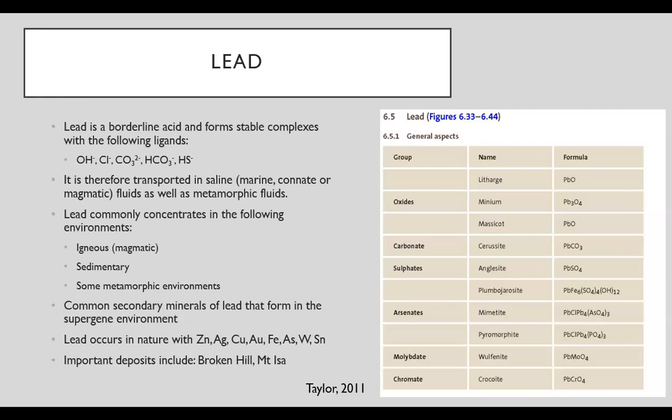So it stabilizes with a variety of these ligands. It's a borderline acid and stabilizes with these main ligands. So it likes chlorine, it's a base metal, but it can also bind with bisulfides and things like that. Quite common out of sedimentary environments, because base metals are common mostly in sedimentary sequences, but you can get it in late stage igneous as well.